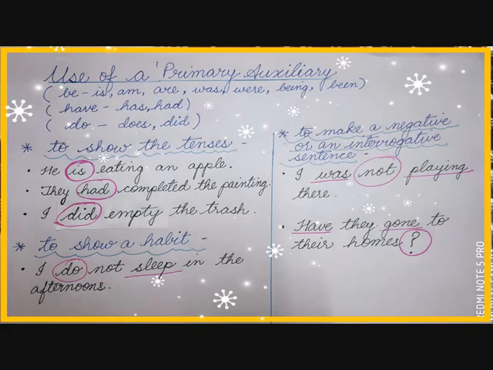The second example, have they gone to their homes? Here the word have is a helping verb and it is helping the other word in the sentence, that is gone. Let's move to the third point, that is to make a question tag. Now, what is a question tag? A question tag turns a statement into a question. It is used to check information that we think we know is true.